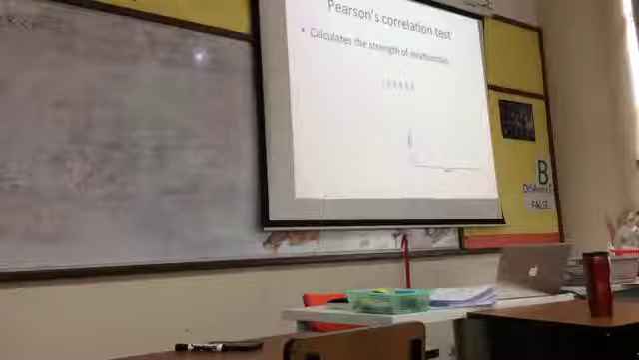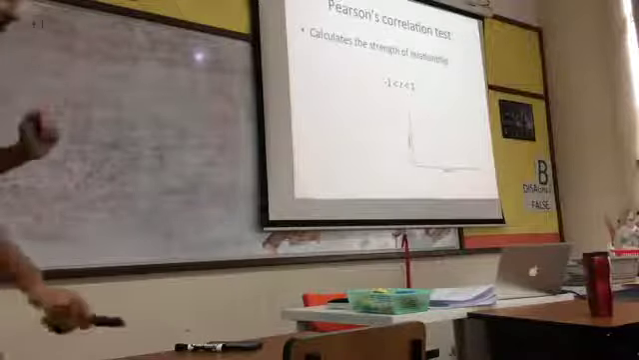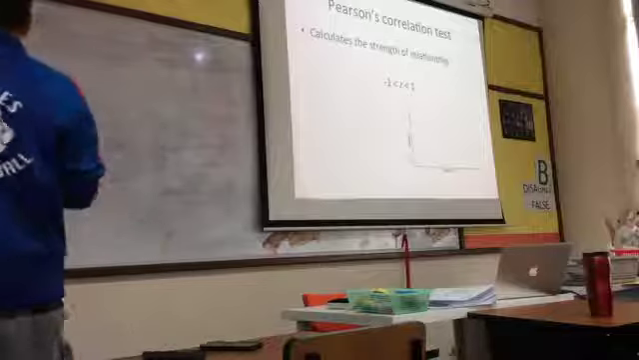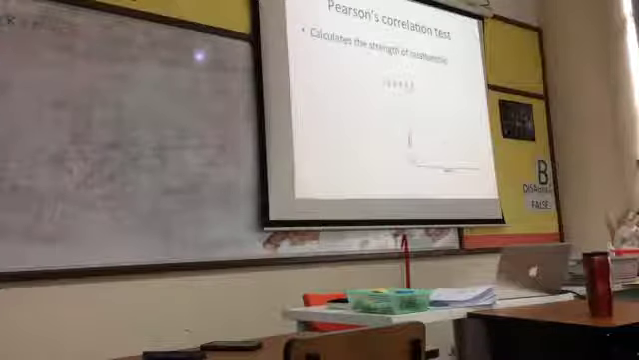What does correlation mean? How related the data are. How strongly they're related, right? So Pearson's test gives R, so we have the R value. These are the three things we're going to learn: R value, statistical significance, R squared.